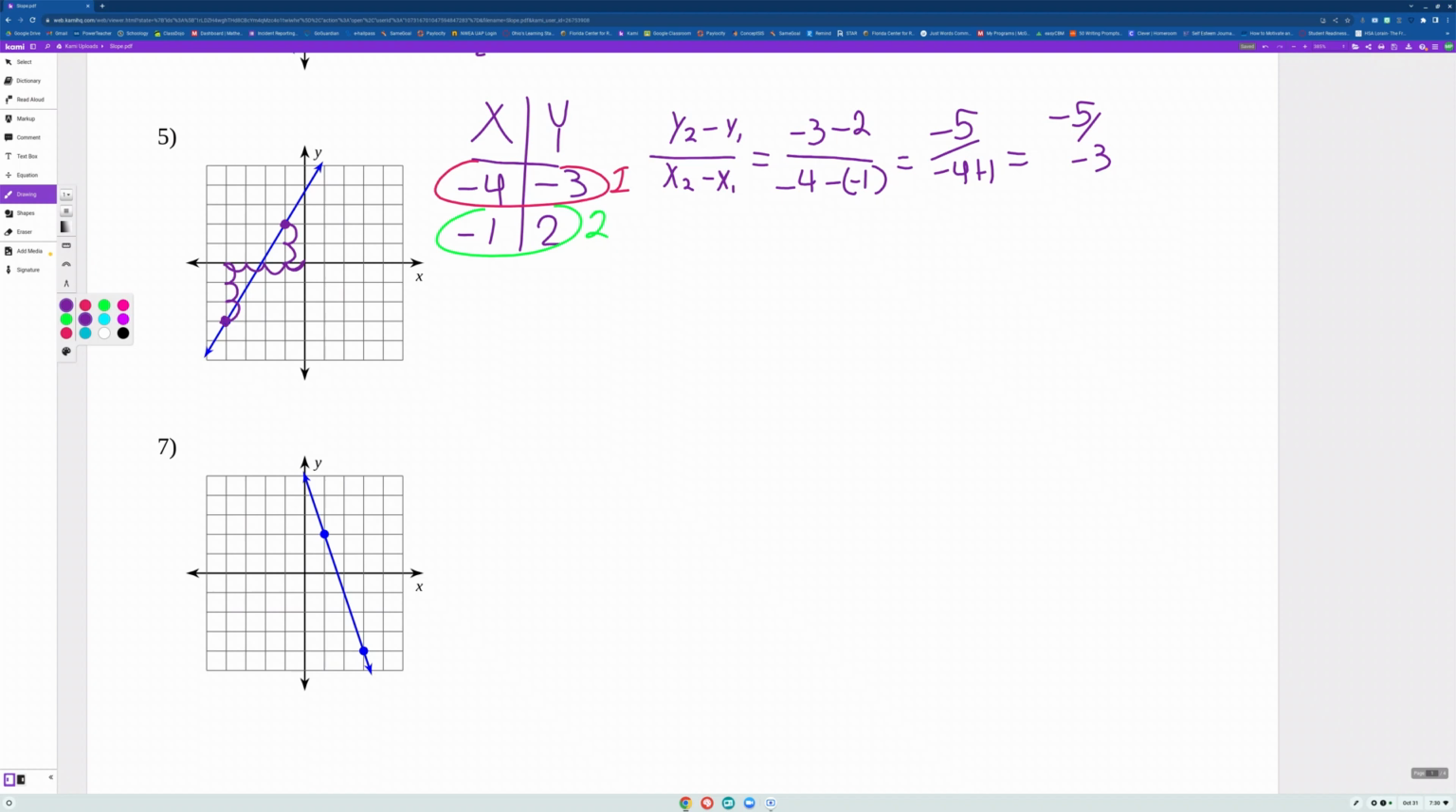And then again, just looking at your fractions, seeing if there's anything that you can simplify. And in this case, there is, because they're both negative. That means that it's going to be a positive 5 over 3.